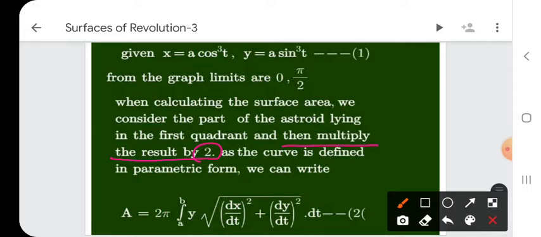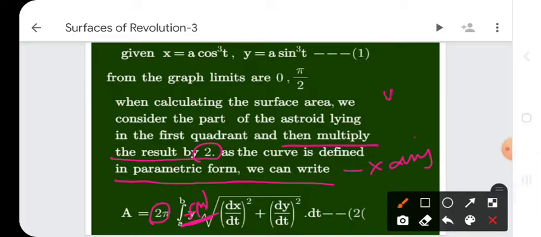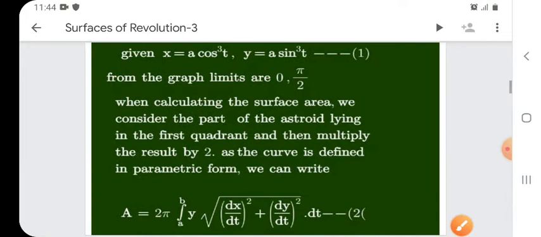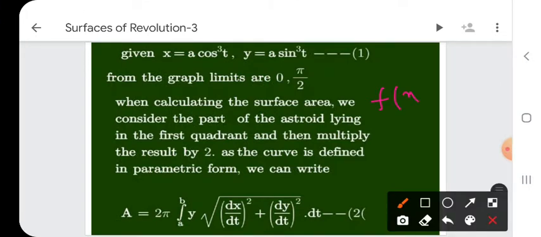Next, the given curve is in parametric form and revolves about the x-axis. So what formula do we write here? 2 pi integral a to b, f of x root of (dx by dt) whole square plus (dy by dt) whole square. On the x-axis we write f of x. But what is f of x? f of x means y equals f of x. So instead of f of x, I write y.